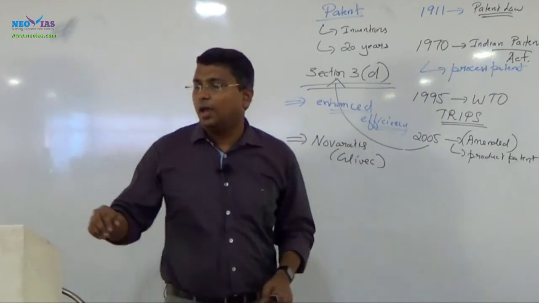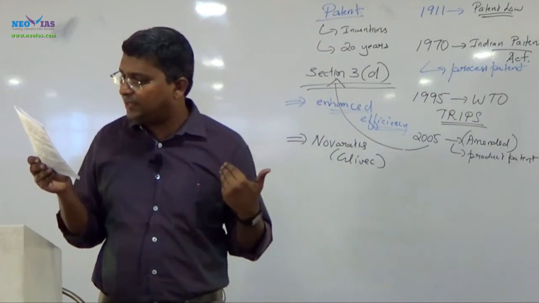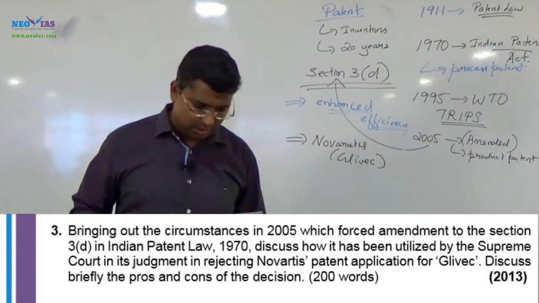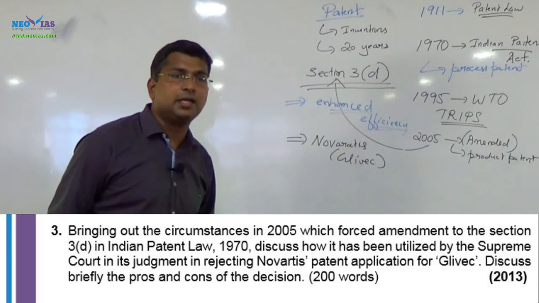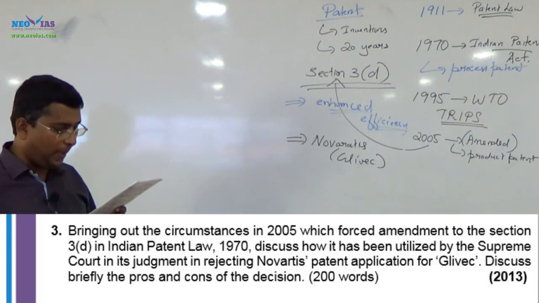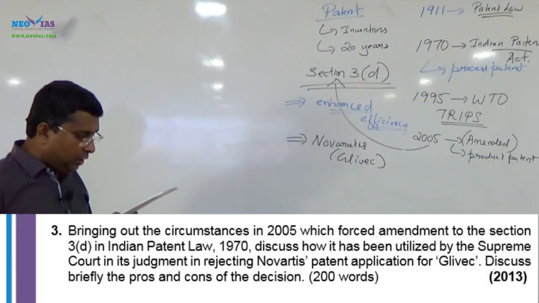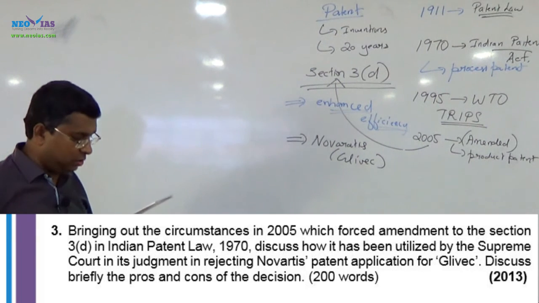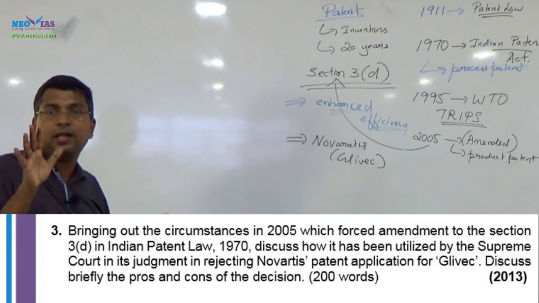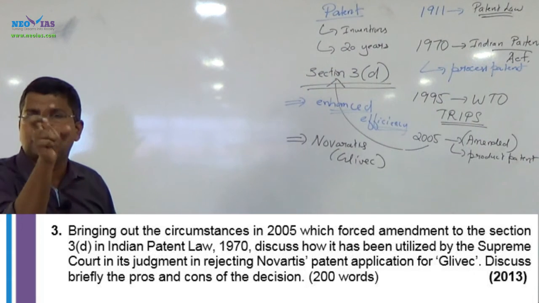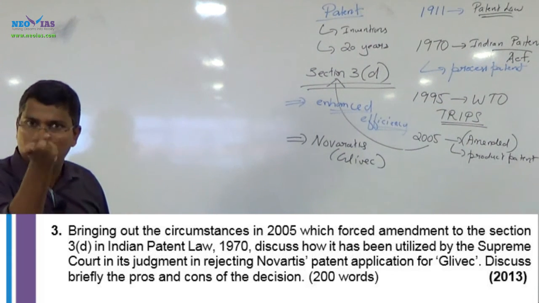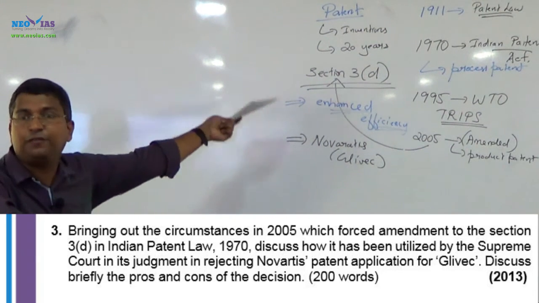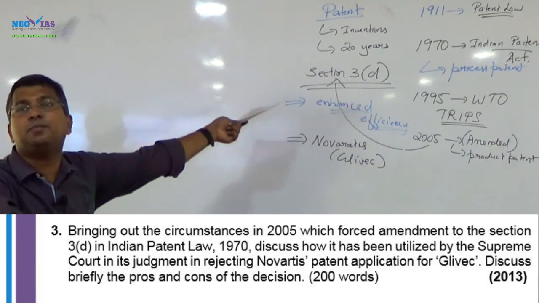And this was the question UPSC asked in 2013. In 2013, see the third mains question: Bring out the circumstances in 2005 which forced amendment to Section 3D in the Indian Patent Law 1970. Just pause there. What is the reason why in 2005 Section 3D was inserted, or amended, and this provision was added? Because we had to shift to product patent under the TRIPS agreement.